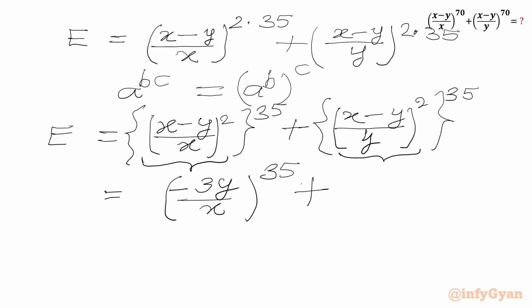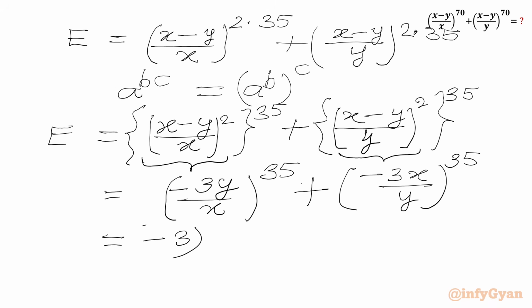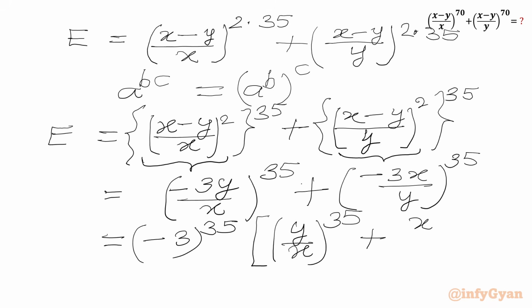So we will get minus 3y over x with whole power 35 plus minus 3x over y with whole power 35. Now we can take minus 3 whole power 35 common out. So I can write minus 3 whole power 35 in bracket, y over x whole power 35 plus x over y whole power 35.